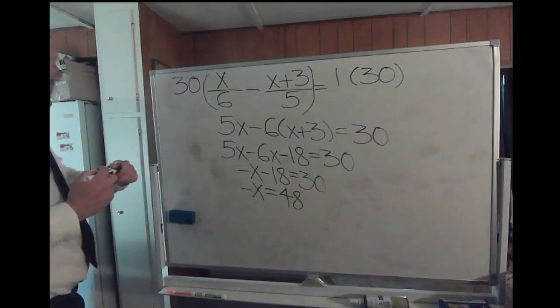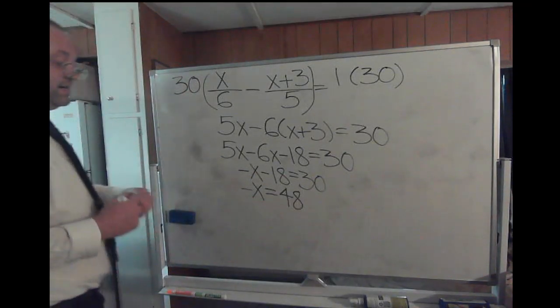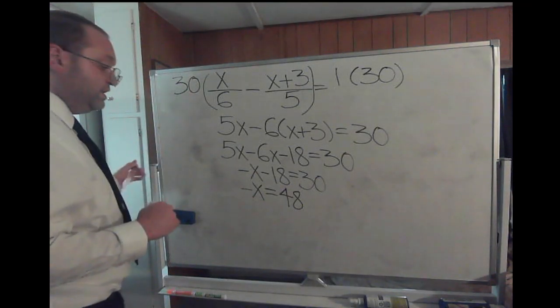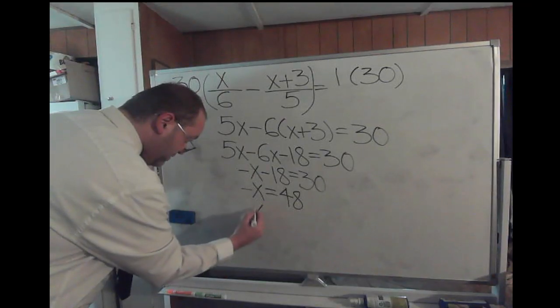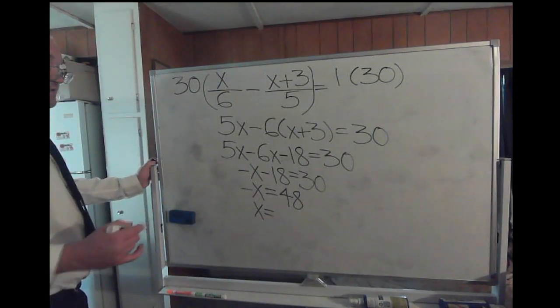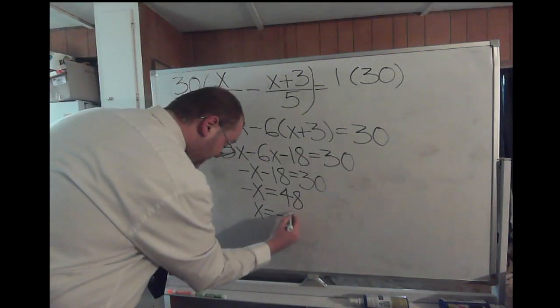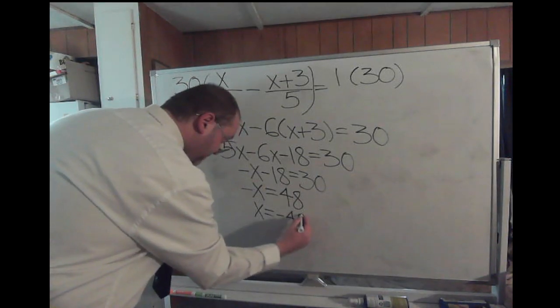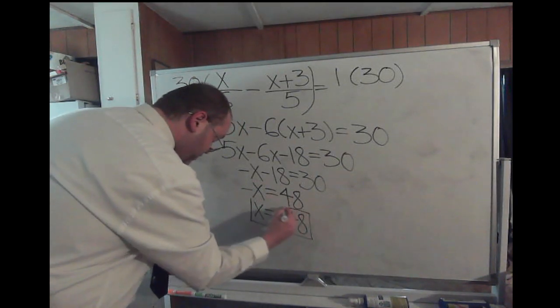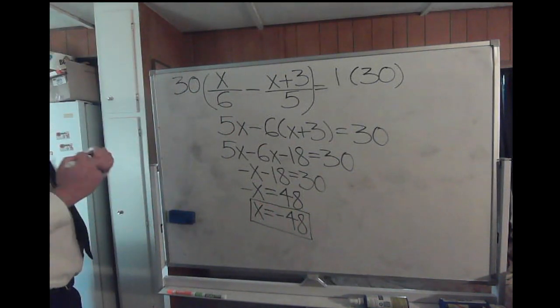Okay, well, we have negative x. We want to solve for just x. Divide both sides by negative 1. Divide the left side by negative 1, you get x. Divide the right side by negative 1, you get negative 48. So the answer you should get for this would be x equals negative 48.